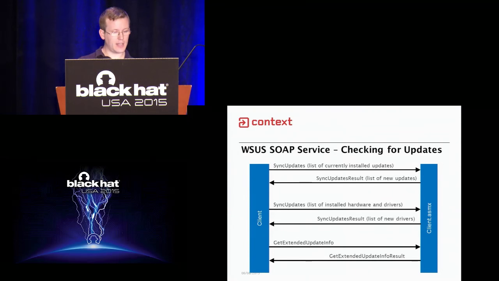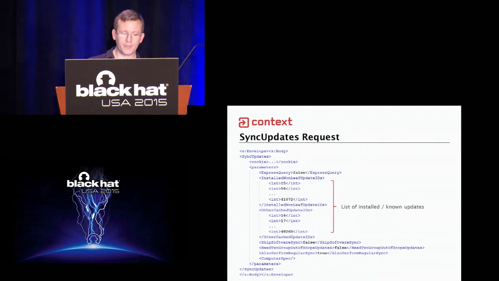So for the updates that the client does want to install, it does another call. It has a call to get extended update info. And with this, it sends the updates it wants to install, and the server responds with a whole bunch more metadata about where to download the files from and how to install them and so on. So we're going to look at a bit more detail in the actual XML now.